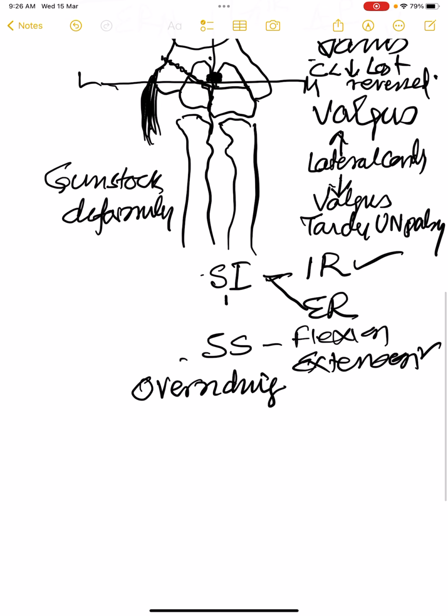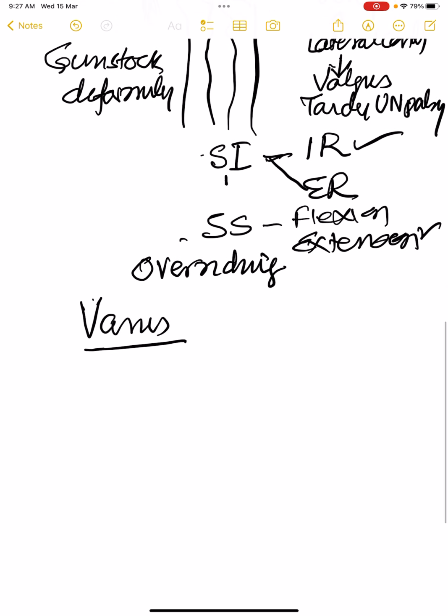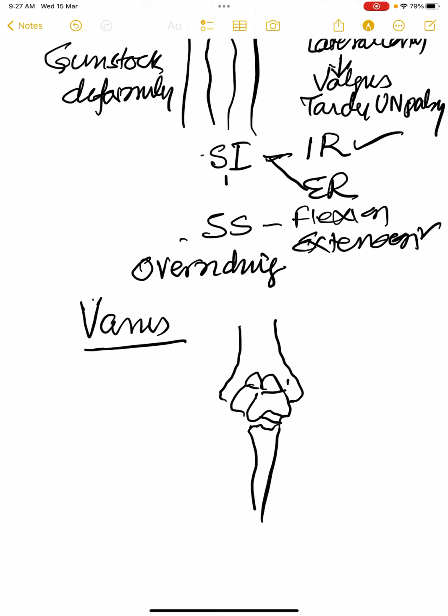Now let us see each of these problems. So if there is a varus, then if you look at the humerus, lower end, you would find that this carrying angle is decreased. All right. So here is the radius, and this deformity is varus.